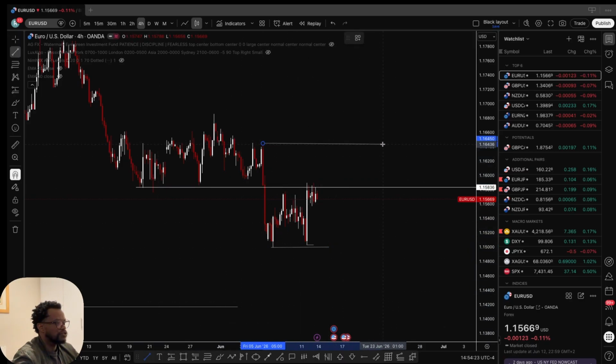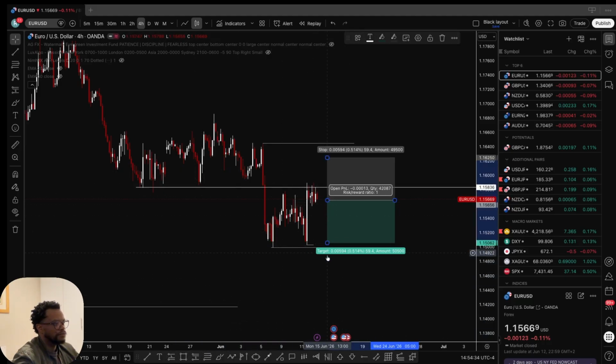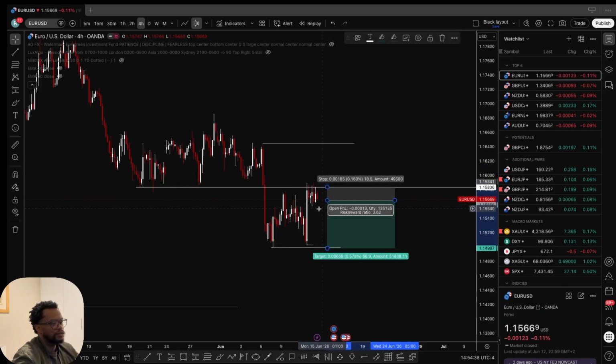Obviously this is the high, this is where the volume came in, the volume that broke structure. This is the low of this 4-hour structure. So at the moment we're playing the structure. We're targeting somewhere in this region, and then we can readjust once we break the structure low.